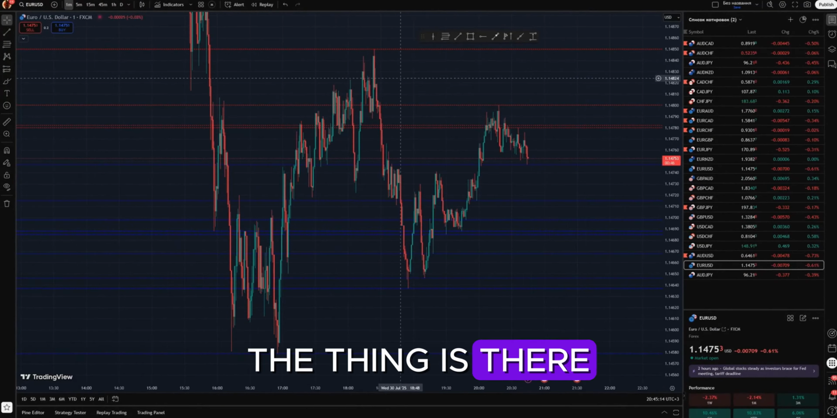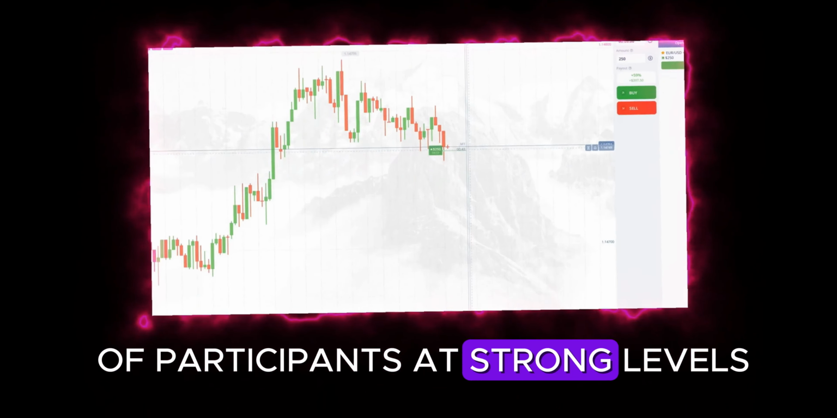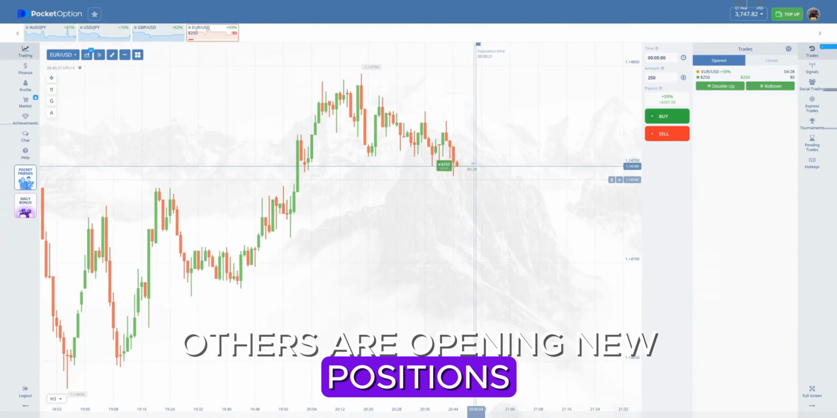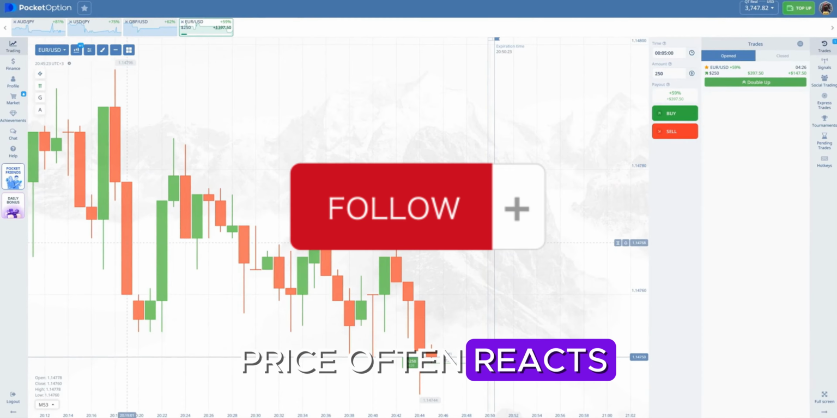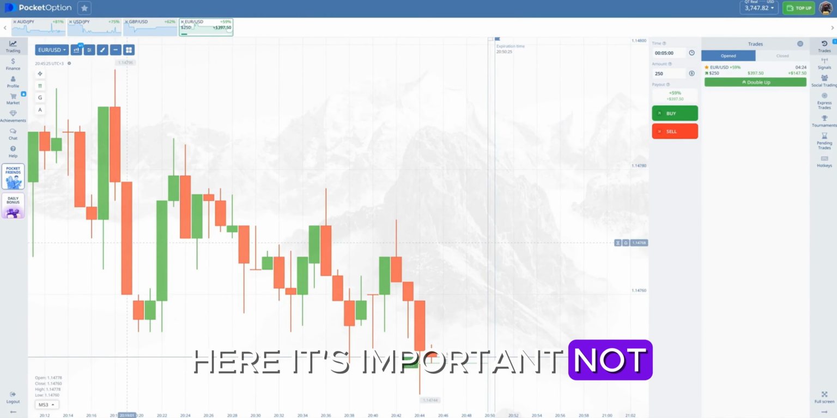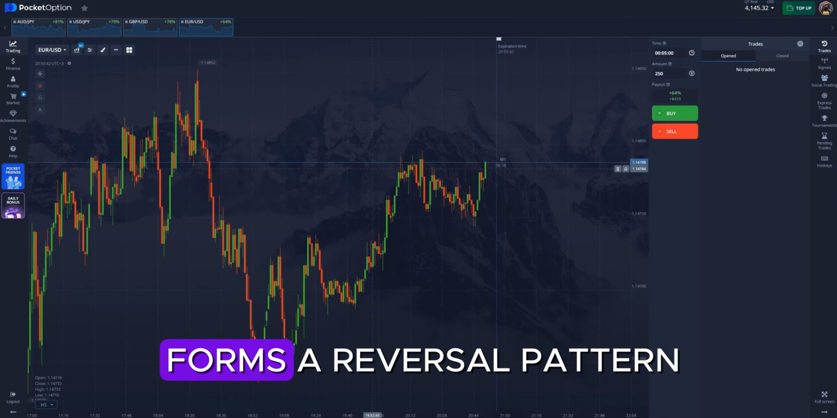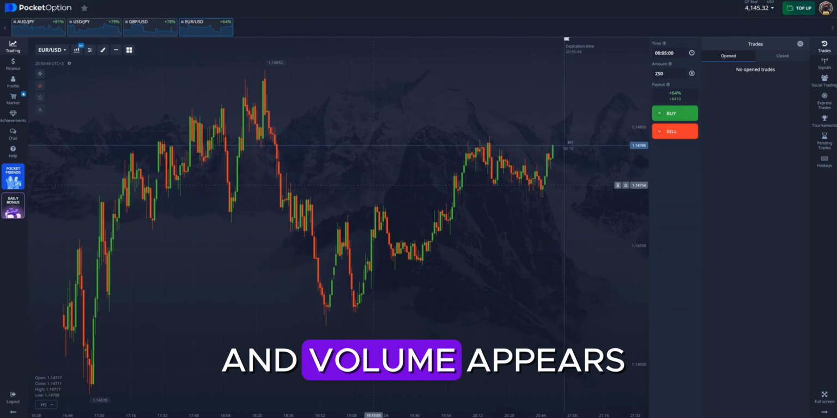The thing is, there are always a lot of participants at strong levels. Some are taking profits, others are opening new positions, and that's why the price often reacts. Here, it's important not to enter randomly, but to wait for confirmation. For example, a candlestick forms a reversal pattern and volume appears.